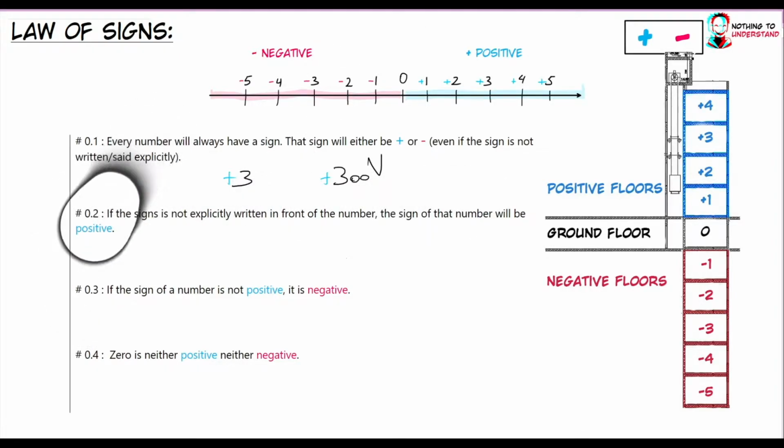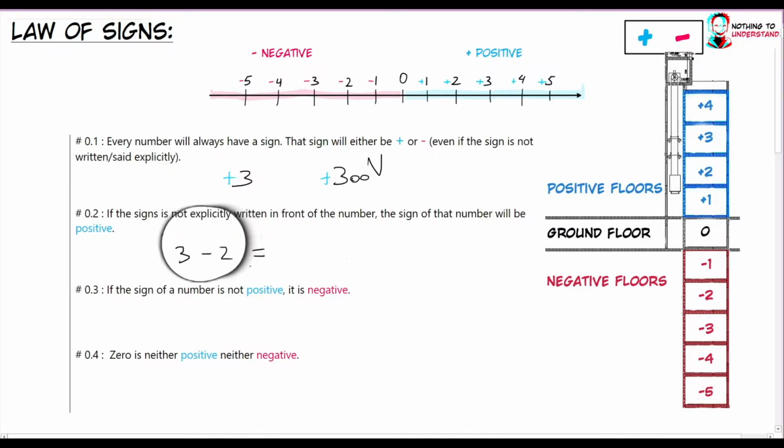So let me ask you a question. If I write 3 minus 2 equals, how many positive and negative numbers are there in this little calculation? So the answer is there are 2 positive numbers. Okay, I will explain to you. If you don't know why, I will explain it further down in the video.